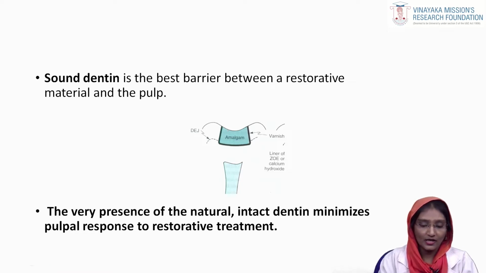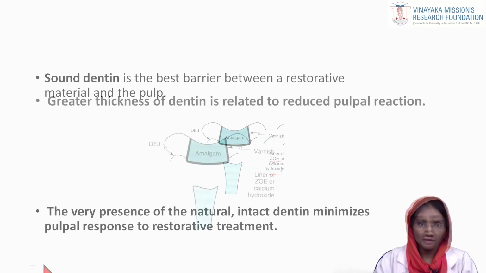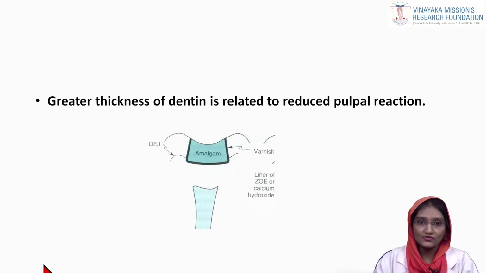In this picture you can see the presence of the DEJ and the amalgam restoration. Varnish can be applied all along the walls of the cavity. Under this you can place liners of zinc oxide eugenol, calcium hydroxide material or anything. The presence of the remaining dentin is very important. The greater the thickness of the dentin, the more reduced the pulpal response. So the amount of dentin is very important for the preservation of the pulp.